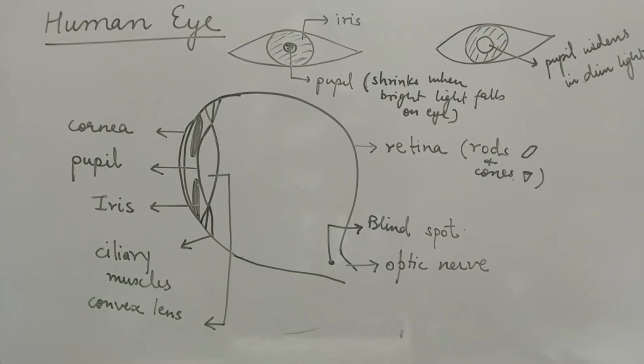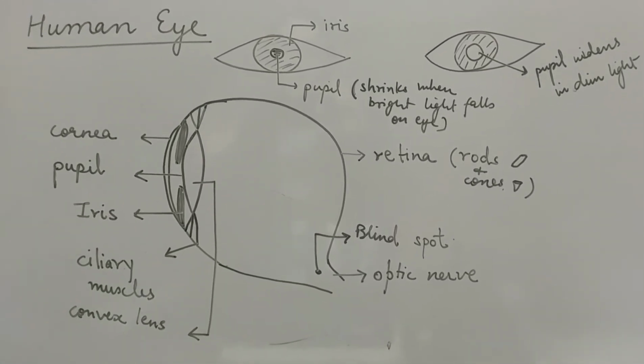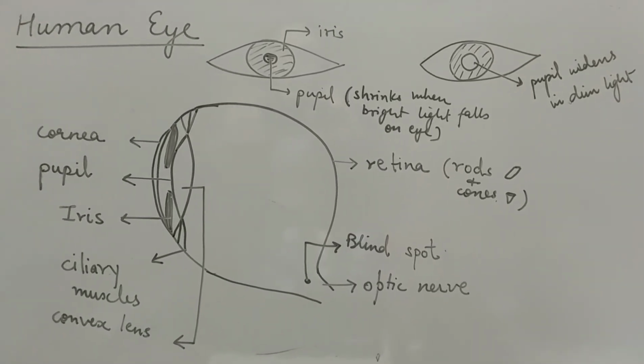We have done very few labelings here, only the ones which are there in your syllabus of class 8. When you move to higher classes, you will have a few more labelings in this diagram.